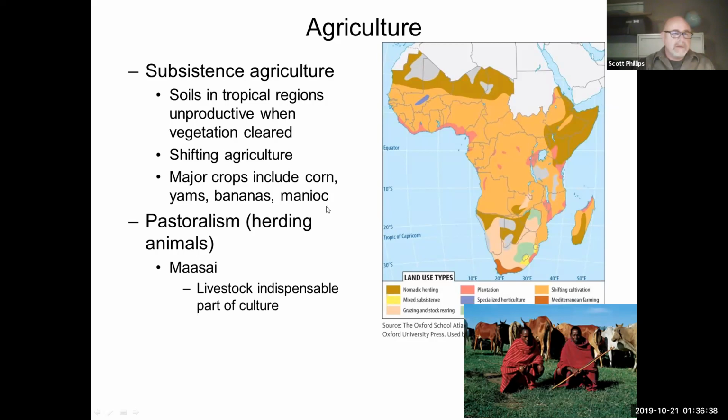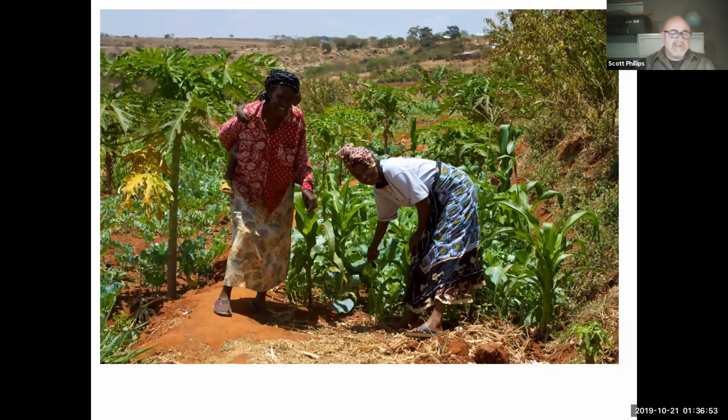So here's an image of subsistence agriculture in Africa. People are growing some crops. And this next one is probably a little bit better for the full picture. You have a combination of a large garden growing food, but also a small herd of cattle.